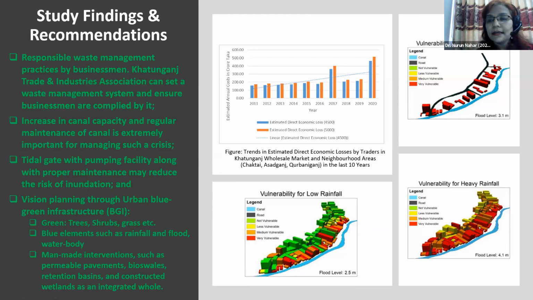And also we can see in the other three slides here, the three pictures, the modeling done for the low rainfall, average rainfall, heavy rainfall. And we can see that if it's heavy rainfall, it might also be due to some factors like sea level rise. It shows which parts of the area are very vulnerable, the red being the very vulnerable side. You can see the red area in the vulnerability for heavy rainfall map here.